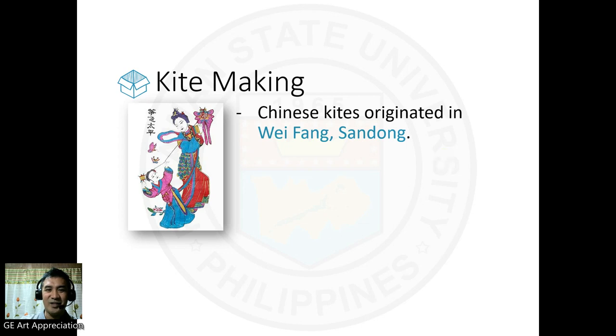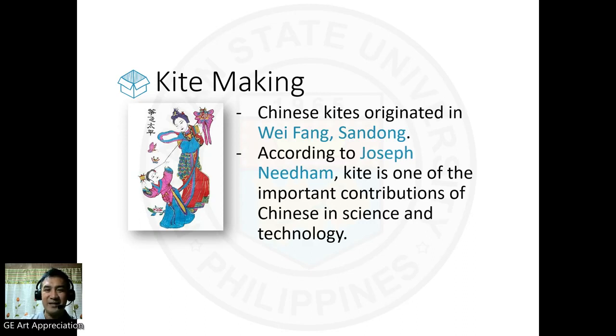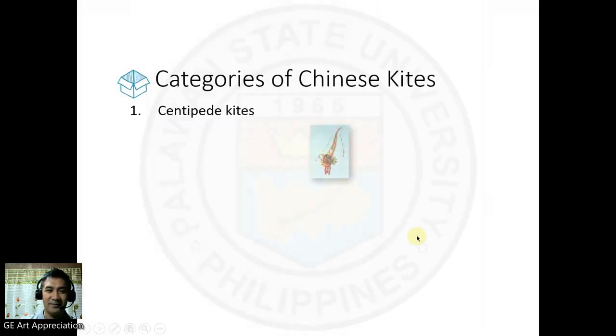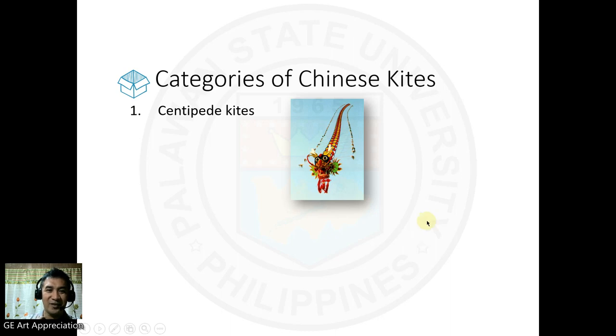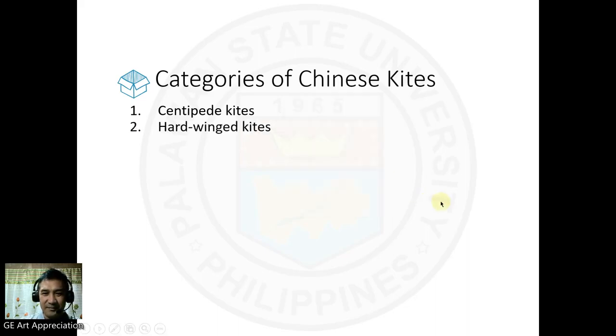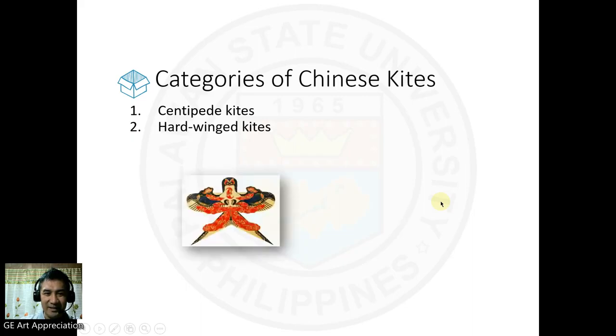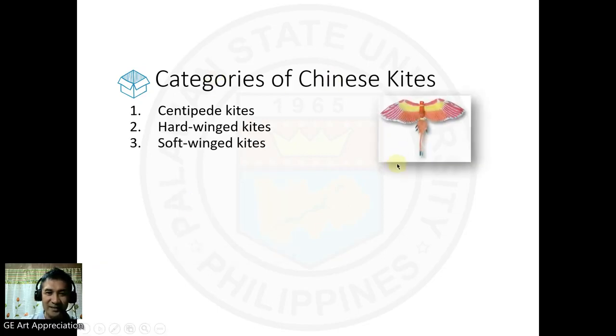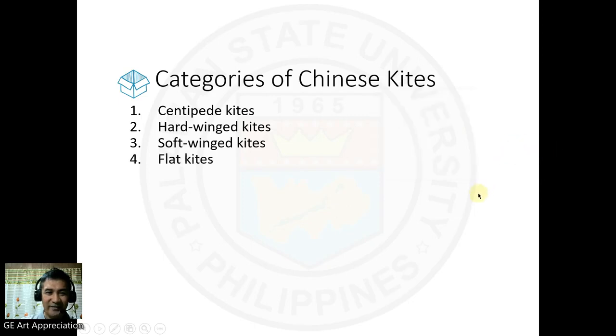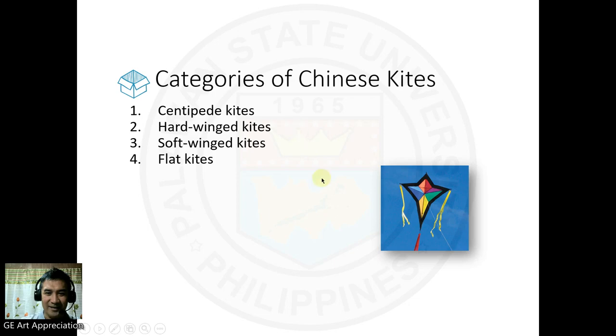Okay, Chinese kites originated in Weifang, Shandong. According to Joseph Needham, kite is one of the important contributions of Chinese in science and technology. Yeah, so these are the different categories of Chinese kites. We have the centipede kites. You see. Hard-winged kites. Yan. So see, ito yung sinasabi ko sa inyo na you can put a decorative art. Okay. Soft-winged kites. Yan. Very nice. Flat kites. Okay.